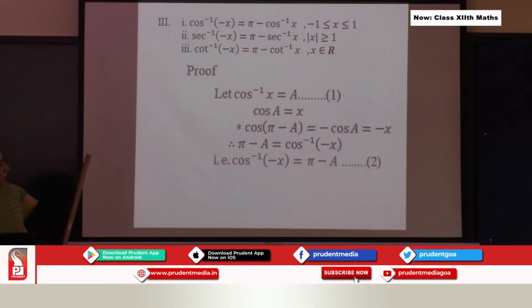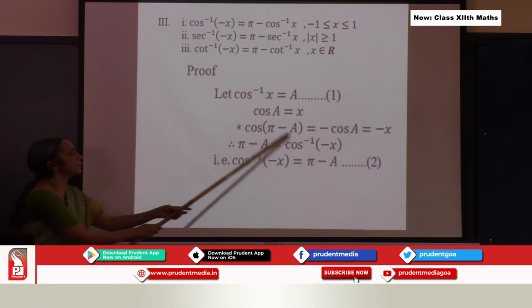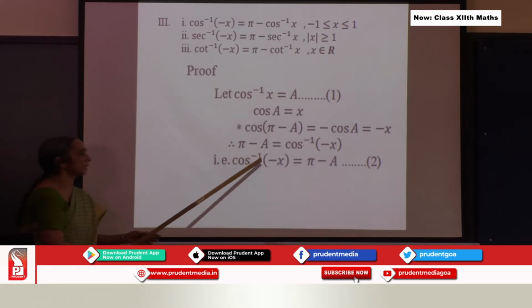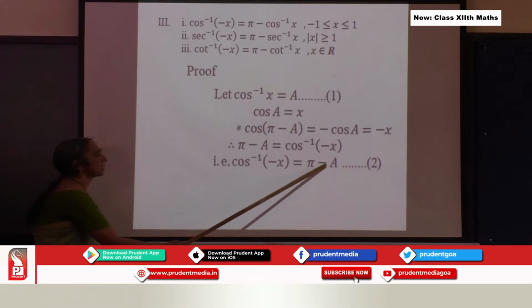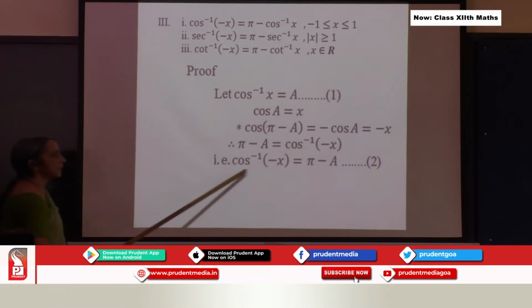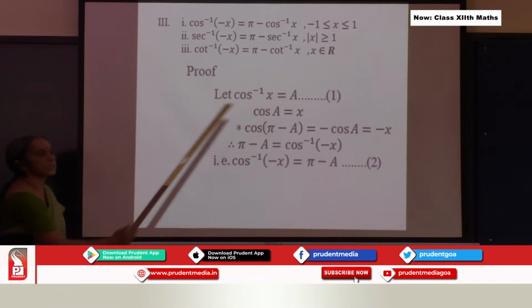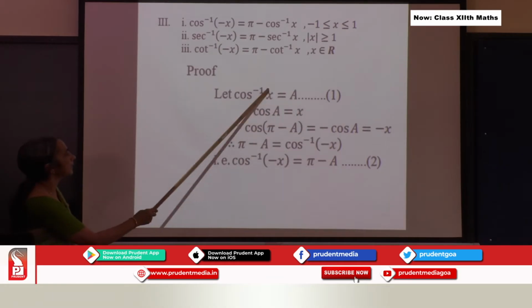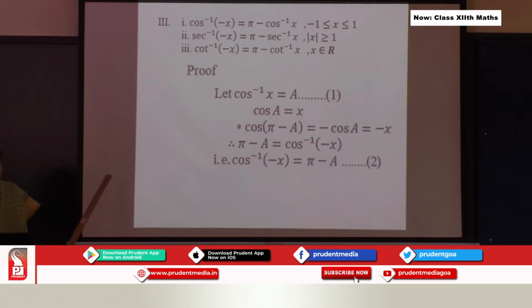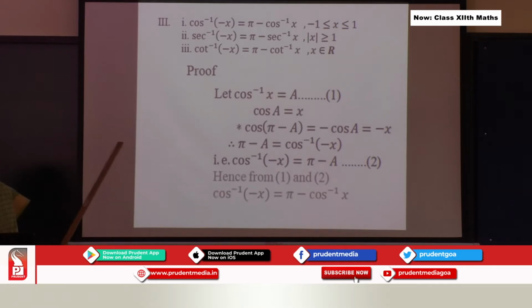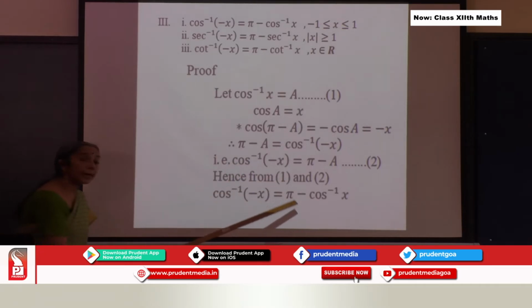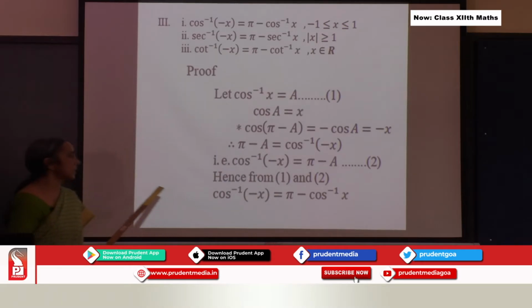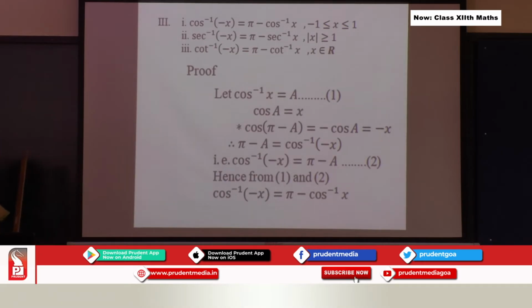So now cos inverse of minus x, I wrote this on the LHS, just change LHS and RHS. Cos inverse of minus x is pi minus a. That is the second one. First one, cos inverse of x is a. So when you substitute here, for a we can substitute cos inverse of x. So from 1 and 2 we get cos inverse of minus x is pi minus cos inverse of x.